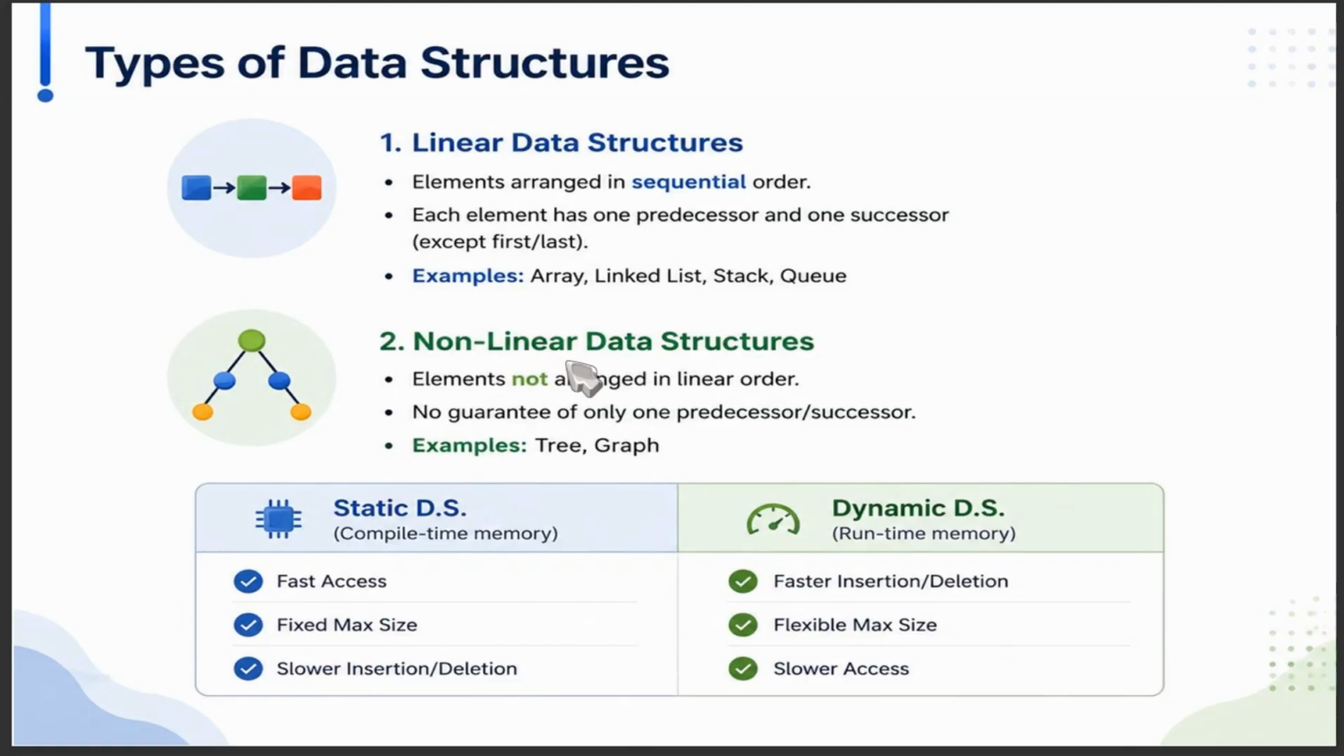Non-linear data structures: elements are not arranged in a linear order. An element can have multiple predecessors or multiple successors. Examples are a tree, like a family tree, where a parent has multiple children, and a graph, like a social network, where a person can have many friends and those friends have many others.